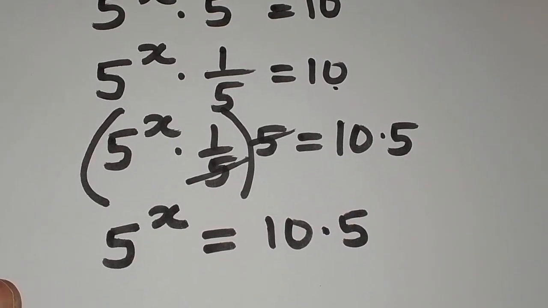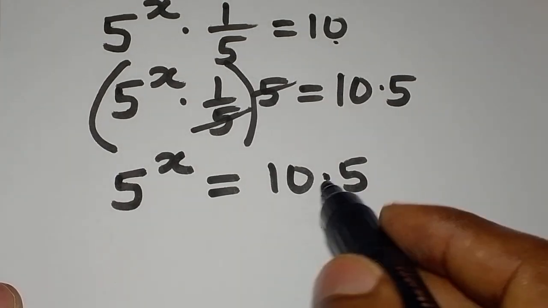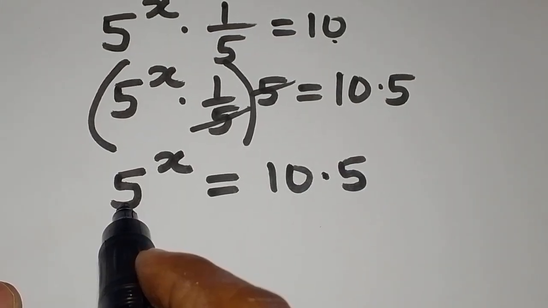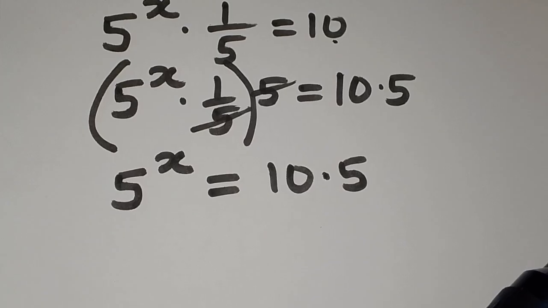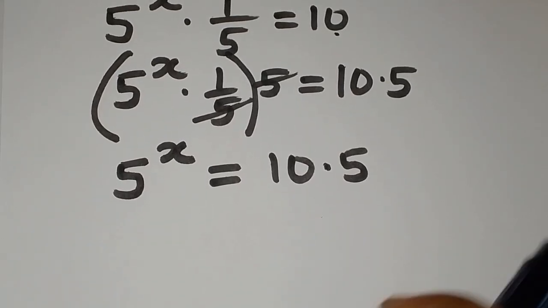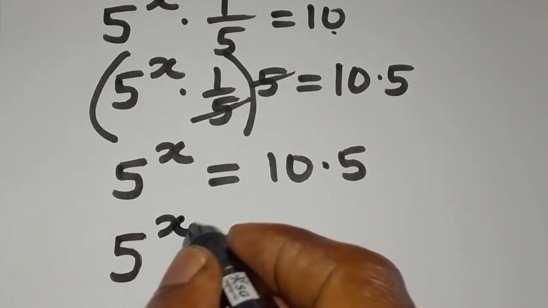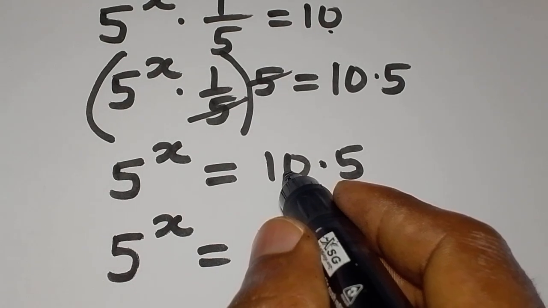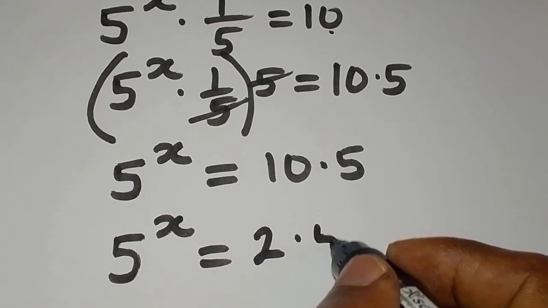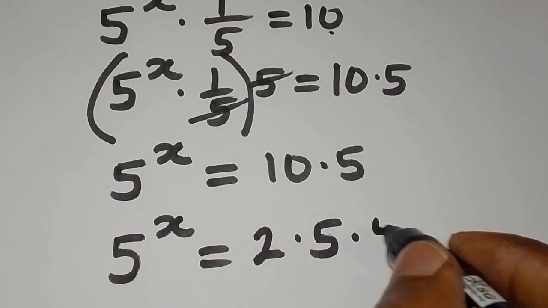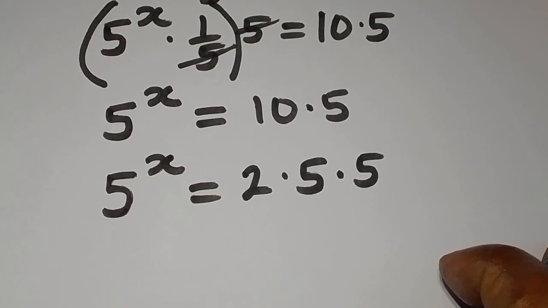And now I'm already looking at the right hand side. Okay, can this exist in the base of 5? The answer to that is going to be no. Okay, but we can simplify this term. We have 5 to the power of x to be equal to 10, which is 2 multiplied by 5. So multiply by 5 again.